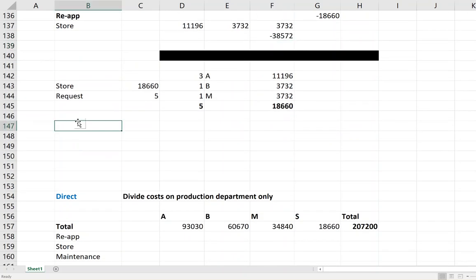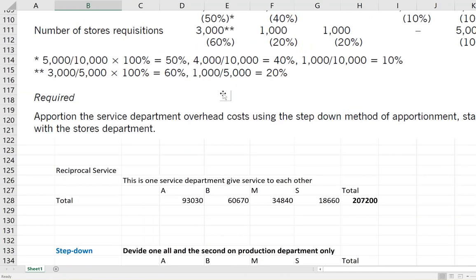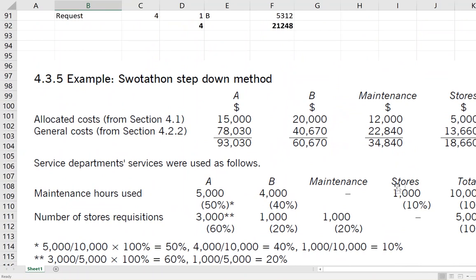Okay, we have maintenance. Now maintenance request is 5,000, 4,000, 1,000. If I divide on all three departments, then there will be something left with store. And then if I take store and divide by all, there will be something left with maintenance.